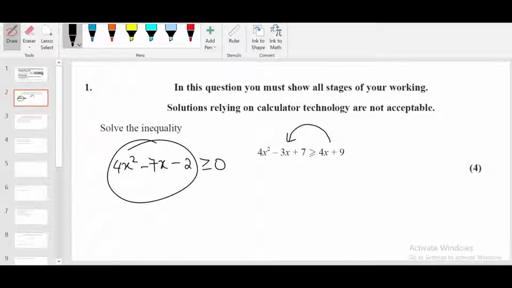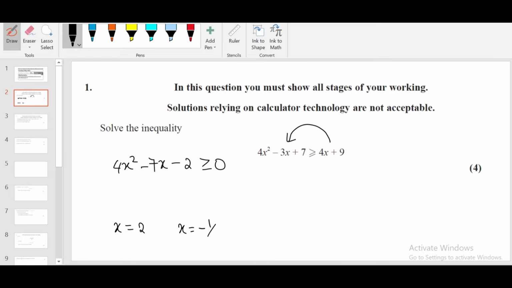I'm going to put it in my calculator. 4, minus 7, minus 2. I got the value x is equal to 2 and x is equal to minus 1 over 4. But there is a problem. If you straight away write the solution, you will lose marks. You need to show some steps here.